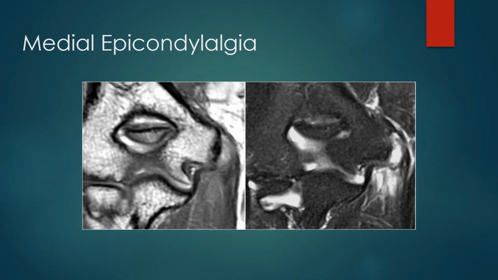However, on the T2 image on the right, the medial epicondyle appears very bright, as does the signal along the common flexor tendon. So that's the bright signal along that tendon that indicates that there is partial tearing of the common flexor tendon with a little bit of that inflammation as well.